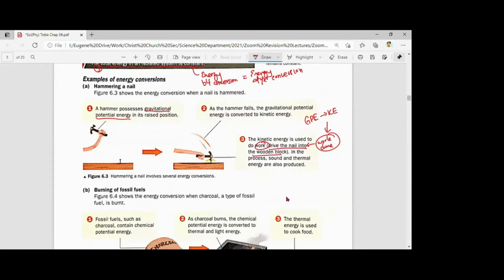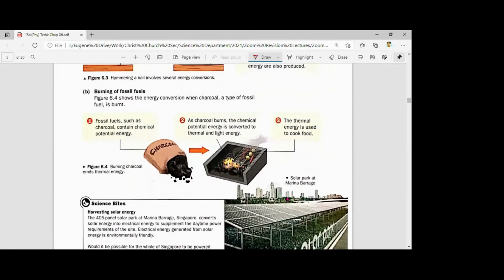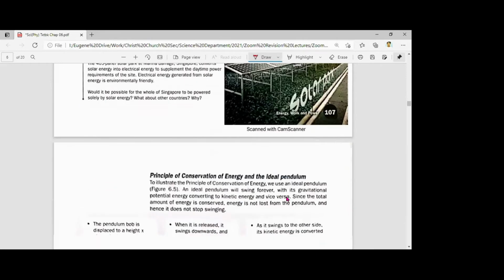Burning of fossil fuel, I'll let you read it. Being able to talk about what the energy conversions are, you need to be able to do that, because it also comes out in your TYS, in your O-level questions. Not that often, but it does come out. So you must be able to state.